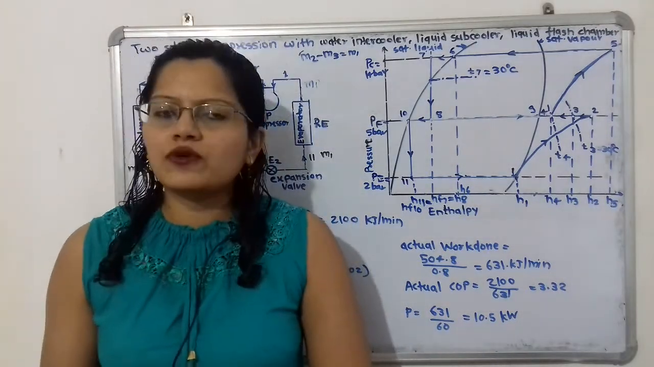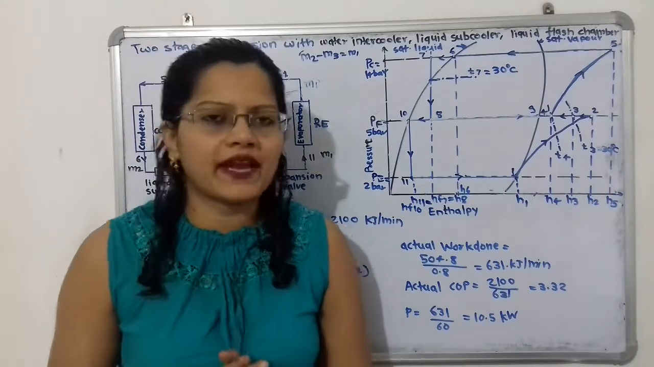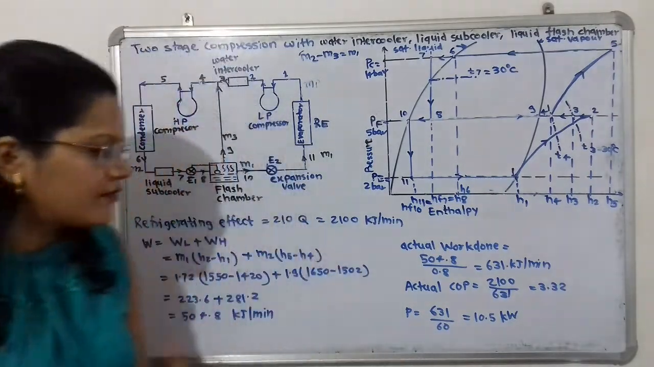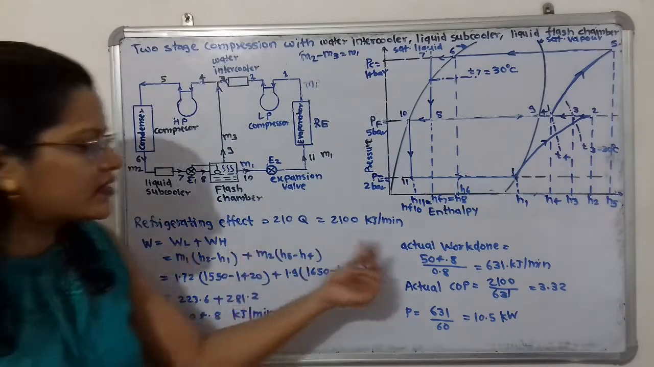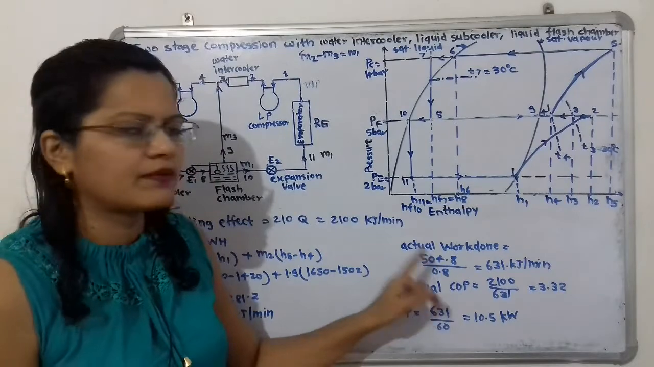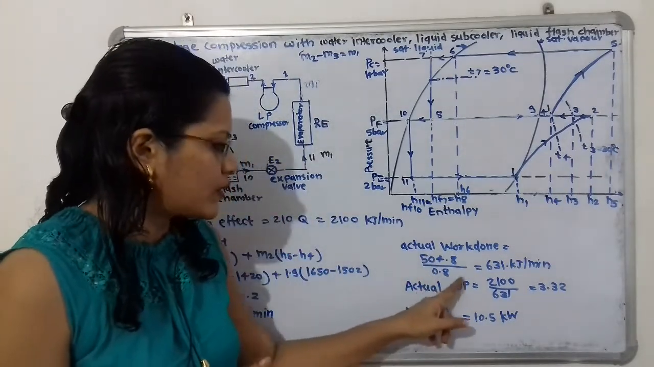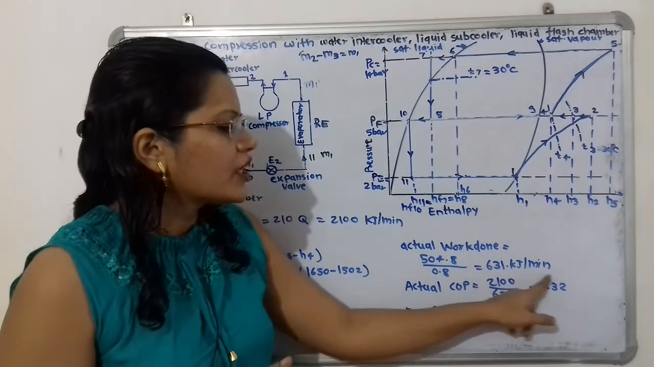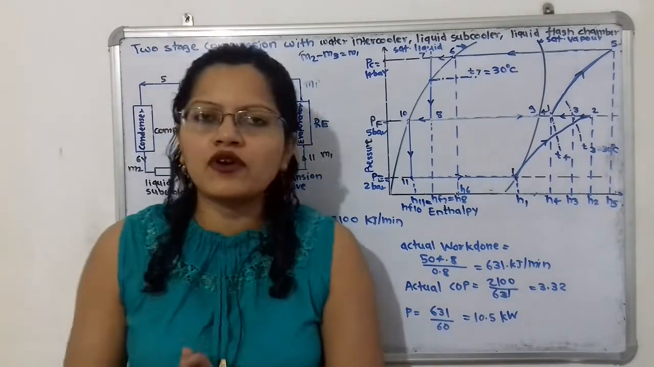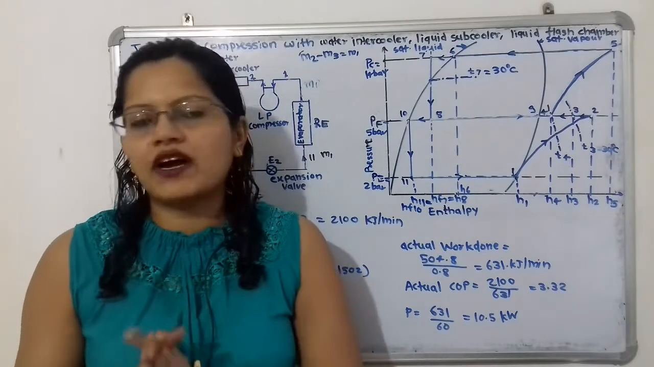But it is important to note that the mechanical efficiency of these drives is given, and the mechanical efficiency is 80%. So what is the actual work done? The calculated or theoretical work done divided by efficiency is the actual work done. So 504.8 divided by 80%, that is 80 by 100, which is equal to 0.8. So it is equal to 631 kilojoule per minute. Now we have to use this actual work done to calculate the coefficient of performance and the power required to drive the system.